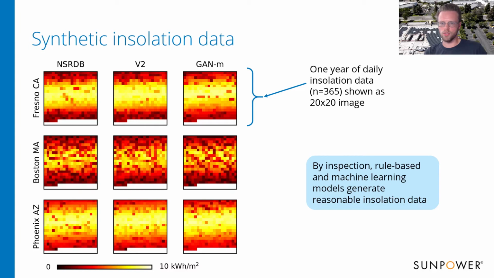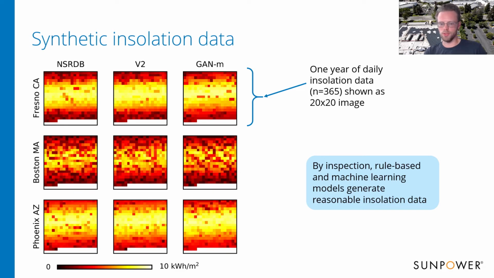So in this plot, the first row is NSRDB. This is historical ground station measured insolation. And then I've run the V2 rules-based method and the GAN-M machine learning method to generate insolation data as well. The first row is Fresno, followed by Boston and Arizona. Each of these plots represent 1 year of daily insolation values. And you can see that in general, the seasonality, the behavior in the summer versus the winter, the pattern and duration of cloud cover and other weather patterns, it's pretty consistent across these methods. So by inspection, the data looks pretty plausible, I would say.